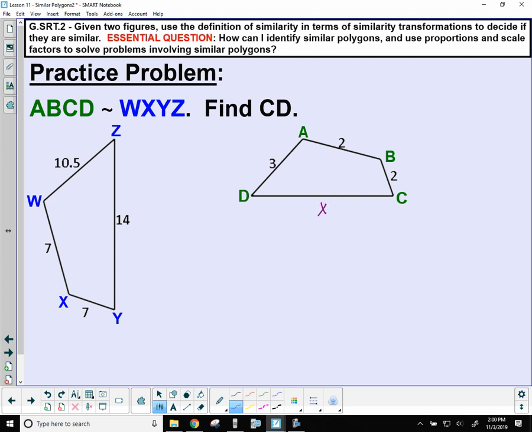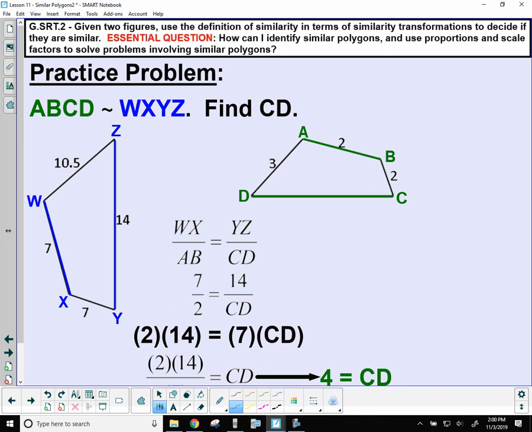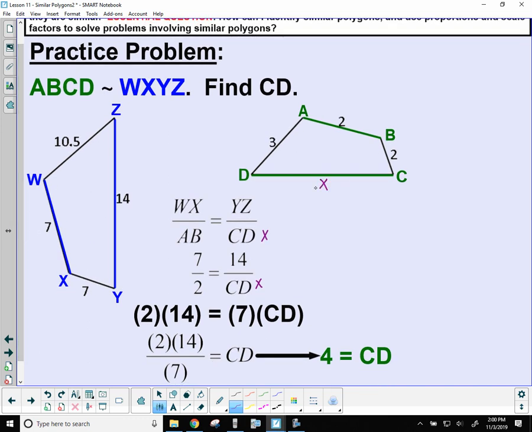Alright, here we go. In this case, I took WX over AB, which should be congruent to YZ over CD. Substitute the numbers in. Again, this could be X for the sake of your notes, because you're looking for CD. Cross multiply, 2 times 14. As you know, we need to divide by 7. So you do the calculations, and we get 4.